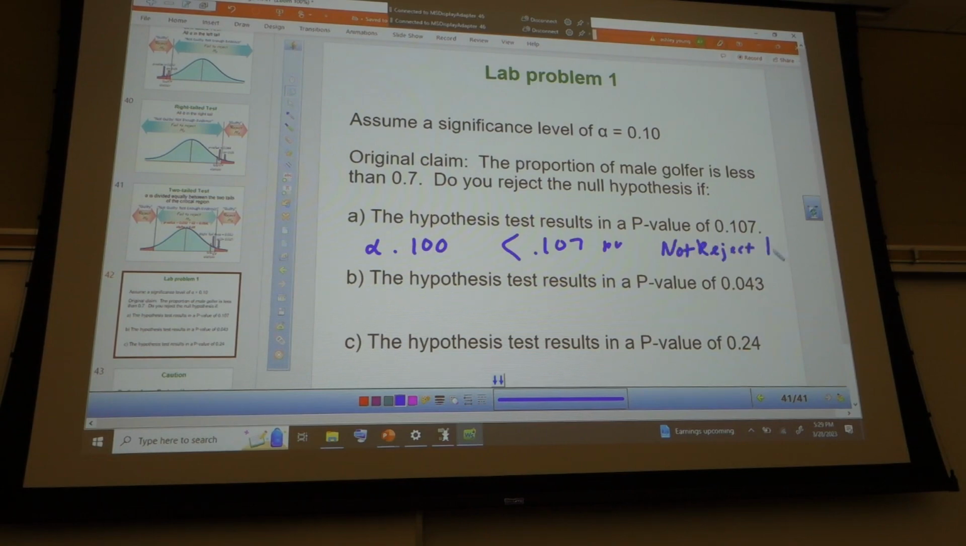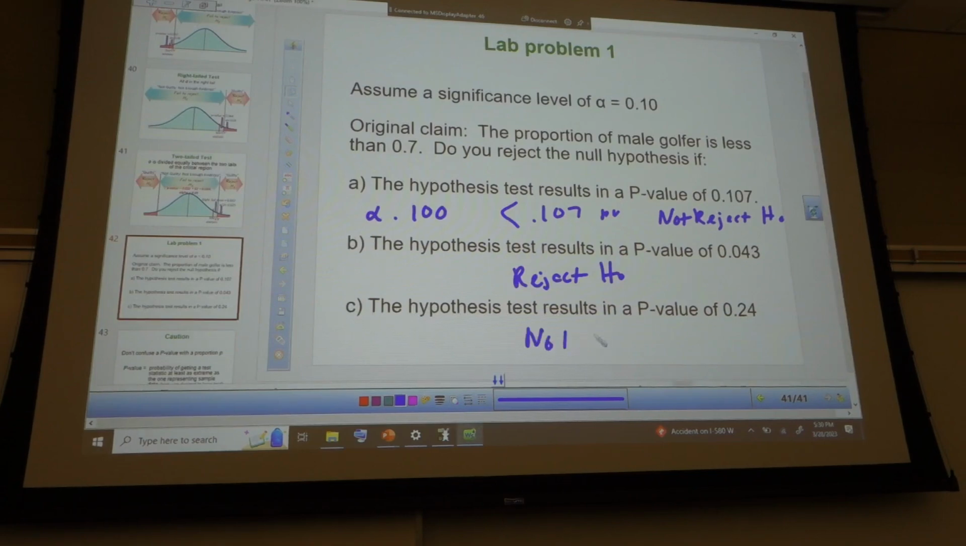Everybody on board? Okay. So go ahead and do B and C. I'll give you folks another minute for that. Okay, the next one. P-value is 0.043. Reject H naught, that's less than 10%. And the last one? Yep, do not reject. This is not less than 10%. Everybody all good with these? Pretty straightforward, yeah? Okay, good.